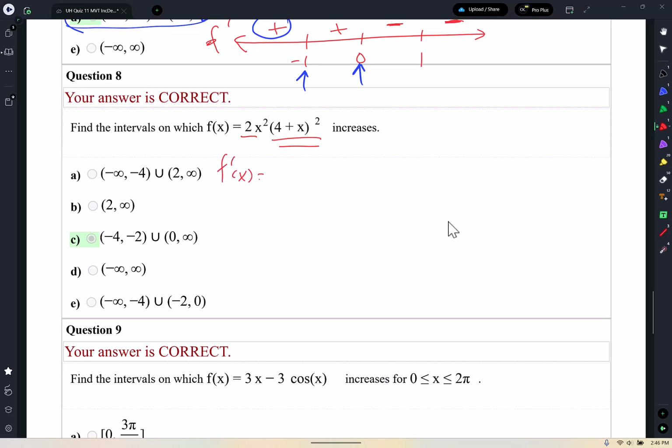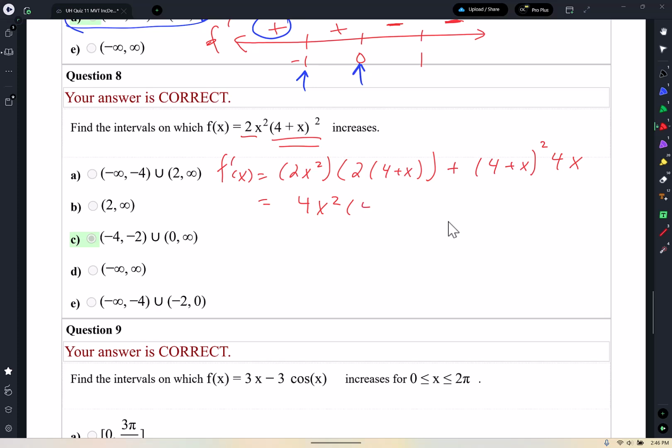F prime. Oh, by the way, try to have correct notation. Some of you guys just get started and you don't write anything. You just tell me that it's a derivative, guys. First, 2x squared times derivative of the second, (4 plus x) to the power 1 times 1, plus second, (4 plus x) squared times derivative of the first, 4x. All right, do I see anything? I do. All right, let me see if I can make it pretty, guys.